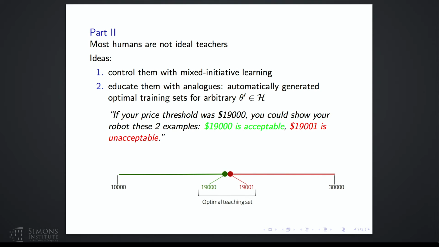So in the one-dimensional threshold case, this is a real example of what an education might be. So the computer picks an arbitrary threshold at this number, and it knows that these two are the teaching set. It just generates a natural language sentence for that human. So that's that.